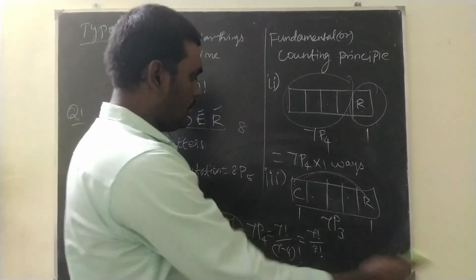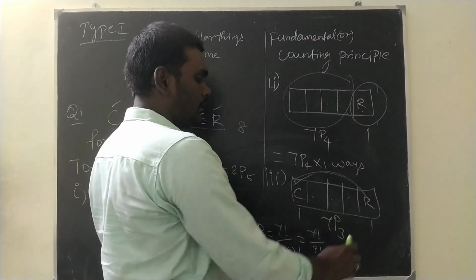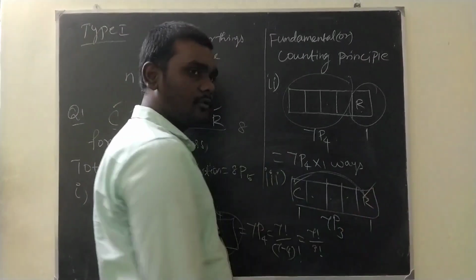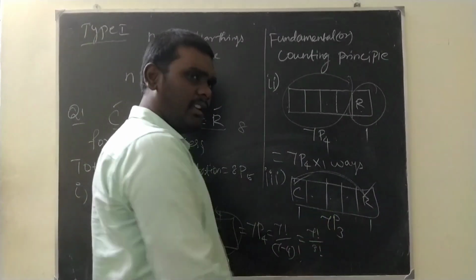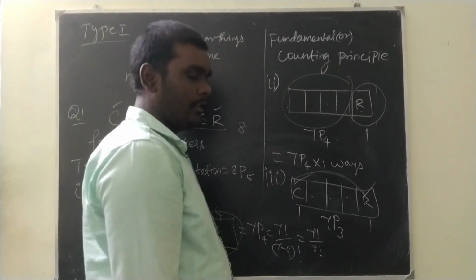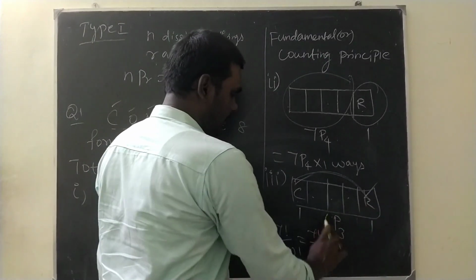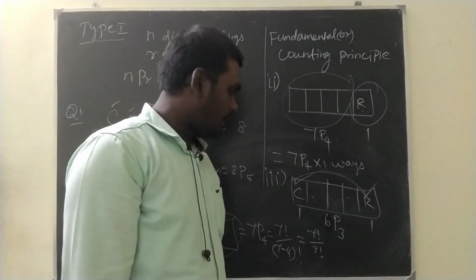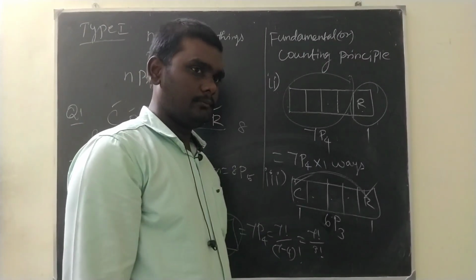Just a minute, wait. See, here C has been chosen, here R has been chosen. Remaining 7 letters will be there. 6 letters. You said 7p3. Okay, 6p3 is the answer.